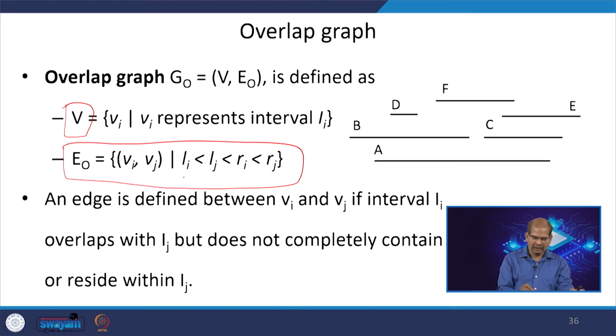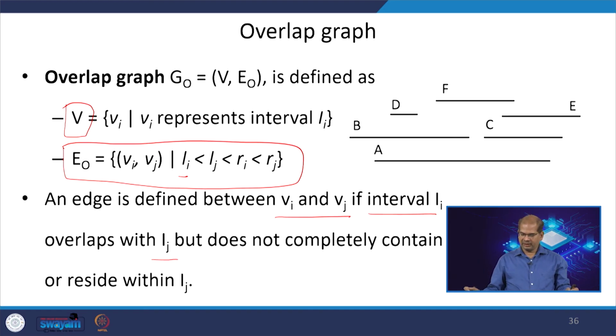If L I is less than L j less than R I less than R j, then it is called an overlap graph. In short, an edge is defined between V I and V j if interval I overlaps interval j, but does not completely contain it or reside inside it. So, it will not completely cover it, but it will just overlap it.